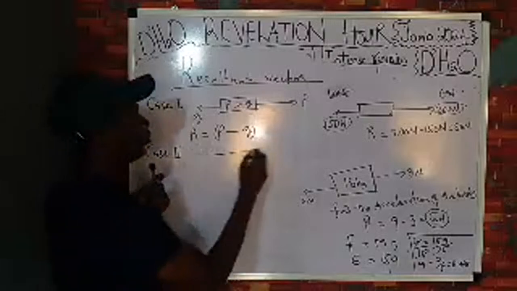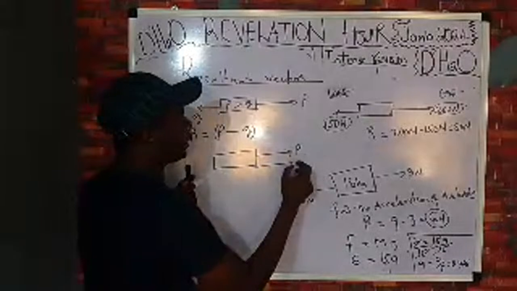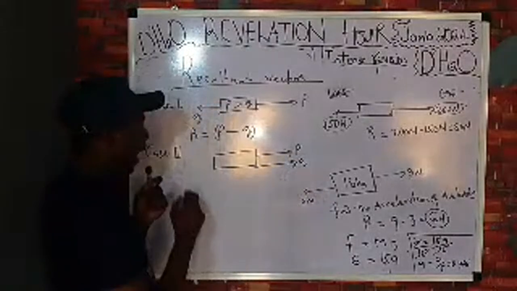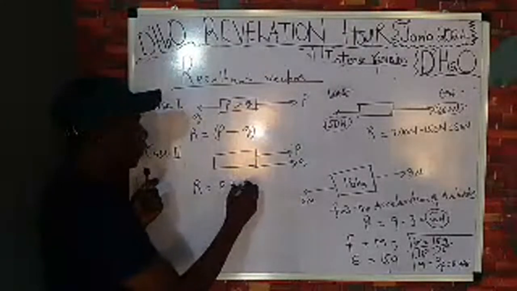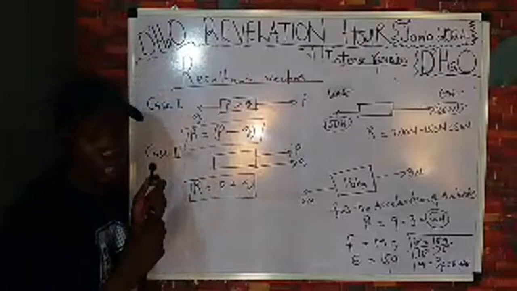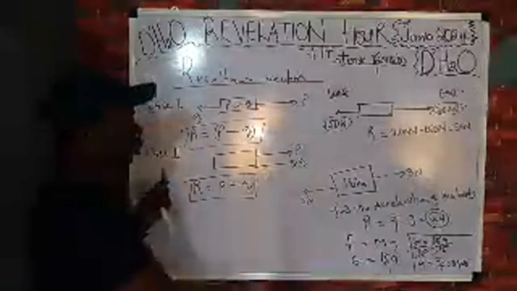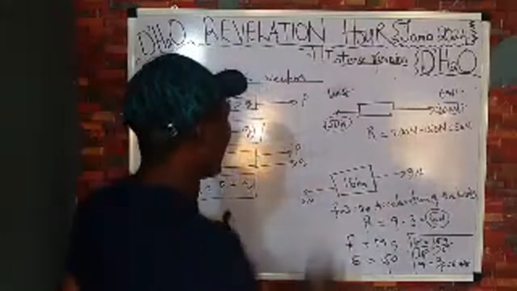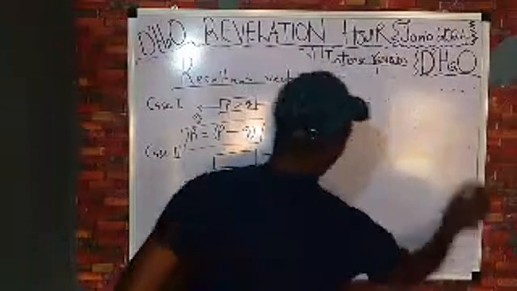Now case 2: if the two forces act in the same direction, P and Q, how do I get the resultant? You add them together, P plus Q. Take note of this. If they go in opposite directions, you subtract them. But if they go in the same direction, you add them together. That's case number 2. Now let us go to case number 3.